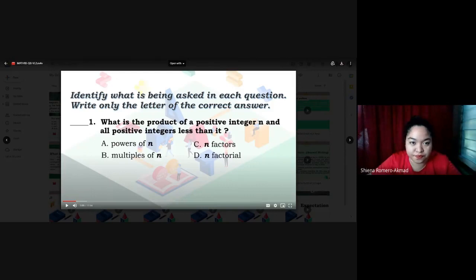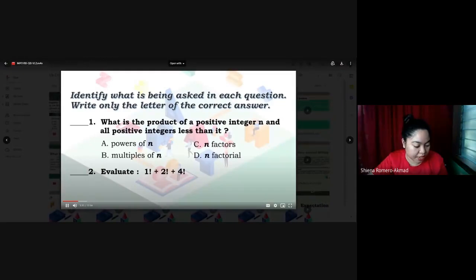Okay, let's start. Alam kong kating-kati na yung iba na matapos yung klase, kasi hahabol pa sa rank. For multiples of n, let's have n factors, so the answer here is n factorial.